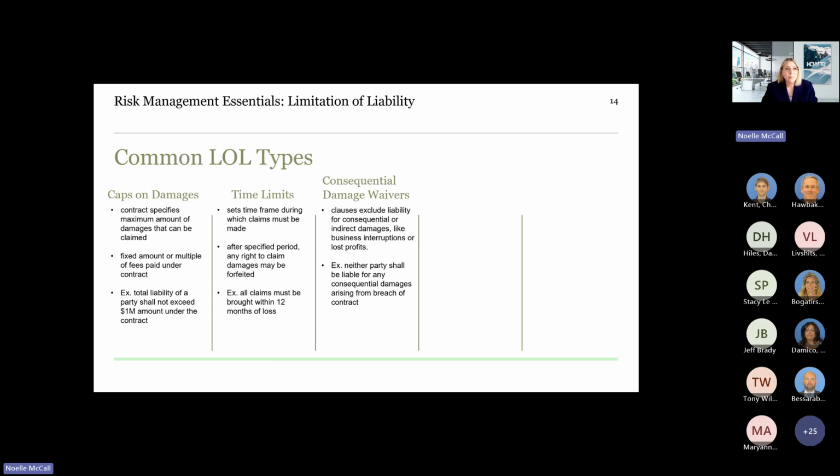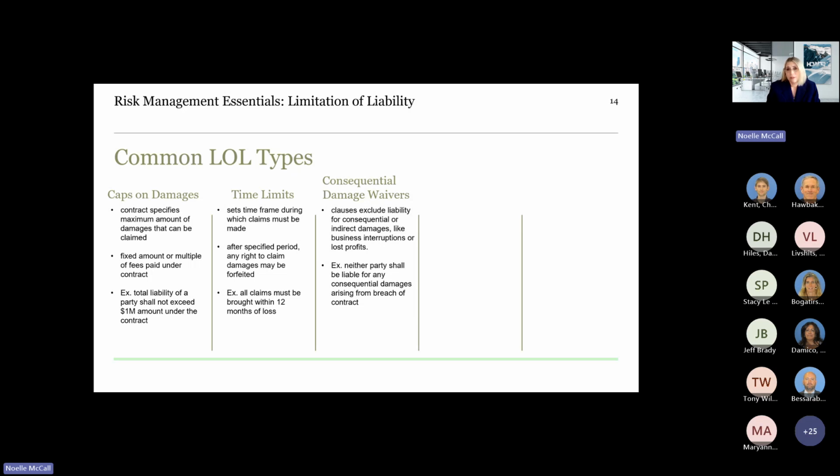The first one, cap on damages. You can add in the limitation of liability a limit on the maximum amount of damages that one party can claim from the other. This could be either a fixed amount, such as a specific dollar amount, or a multiple of fees paid under a contract. For example, the limitation of liability might say the total liability of party A shall not exceed 1 million under the contract.